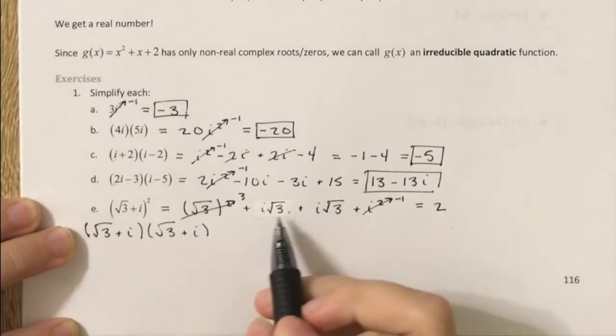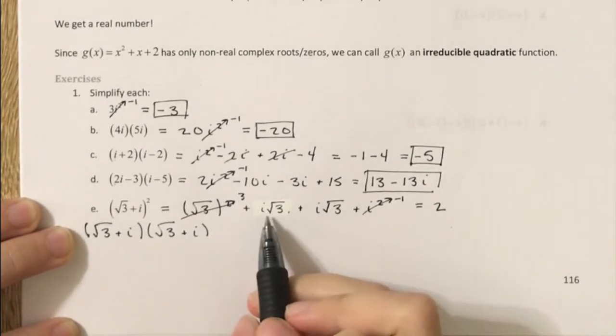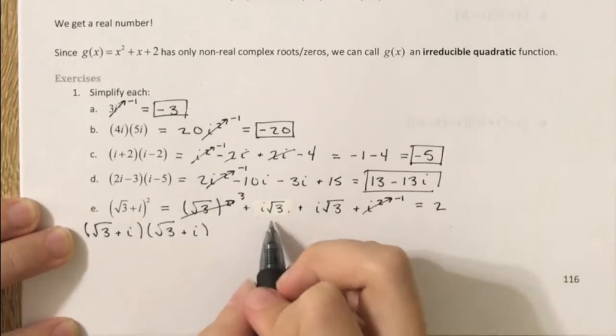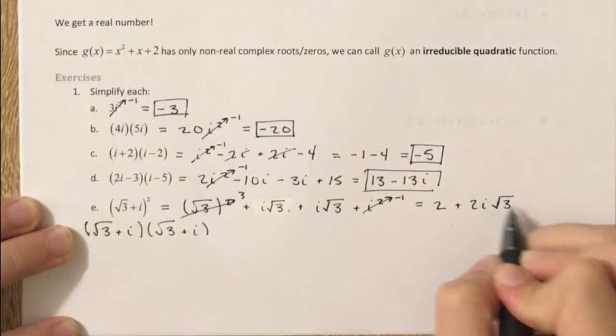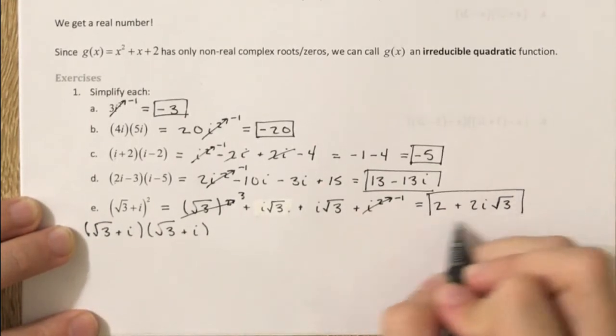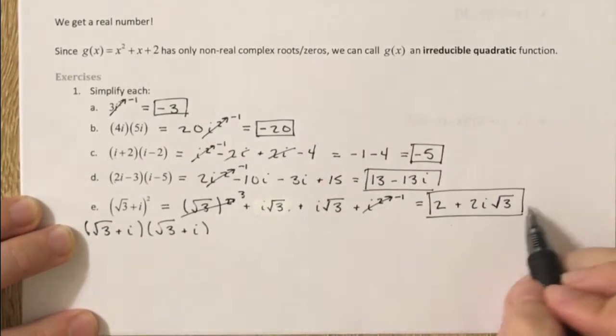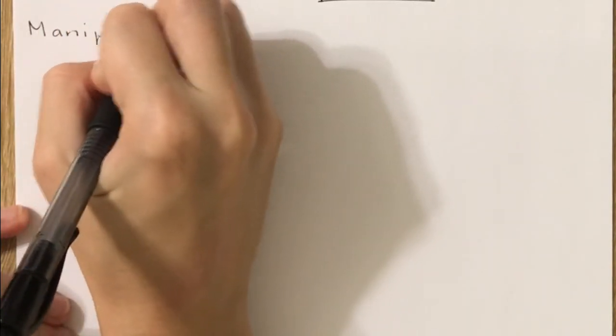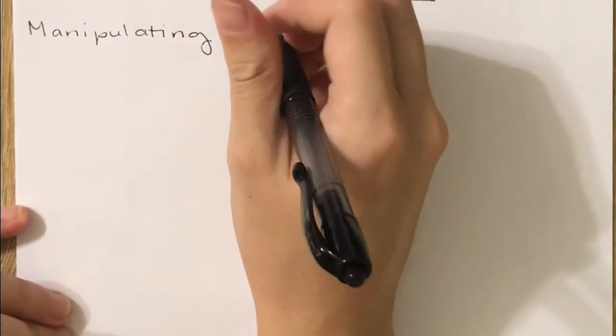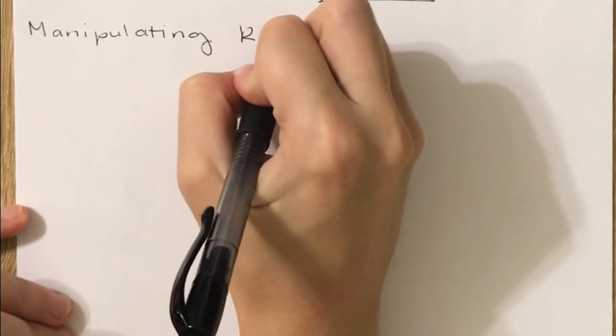And then I have 2i times square root of 3, because there's 2 of them. So we have 2i square root of 3. This is the answer. This also is a non-real complex number. Okay, back to our notes. More algebra with this stuff. Manipulating roots and radicals.